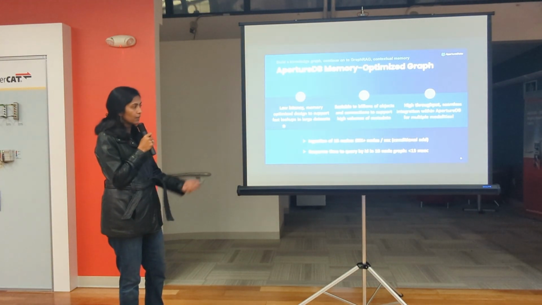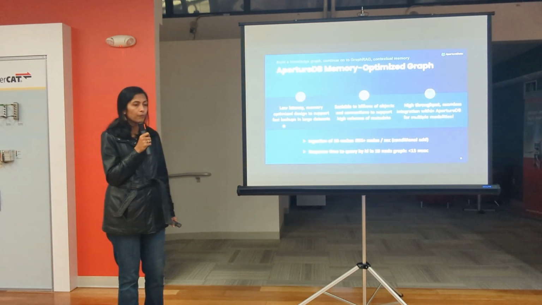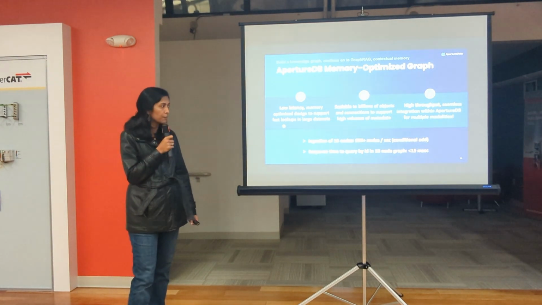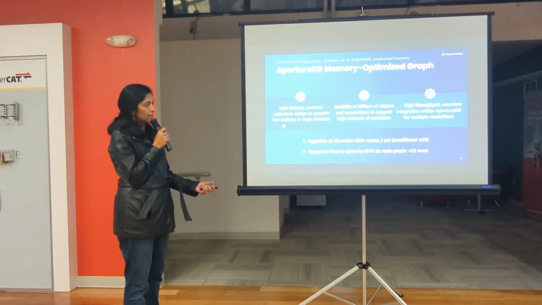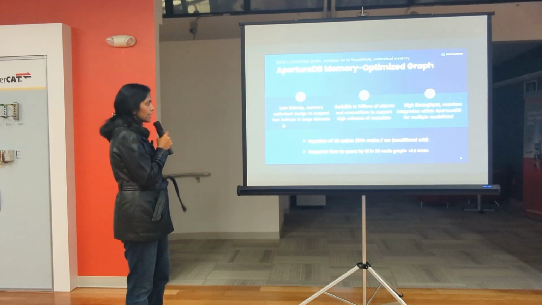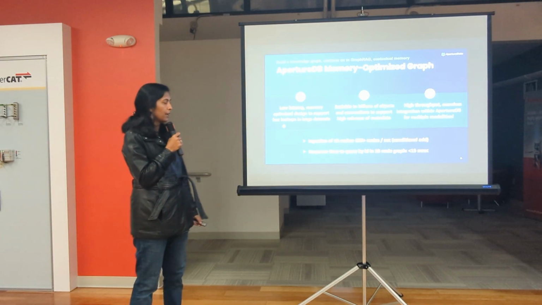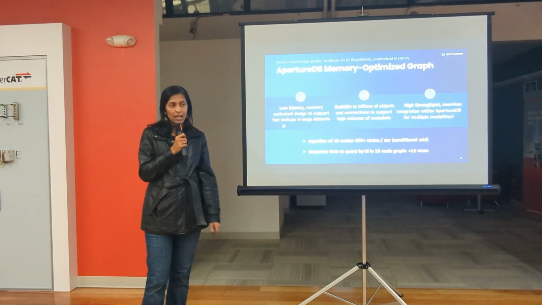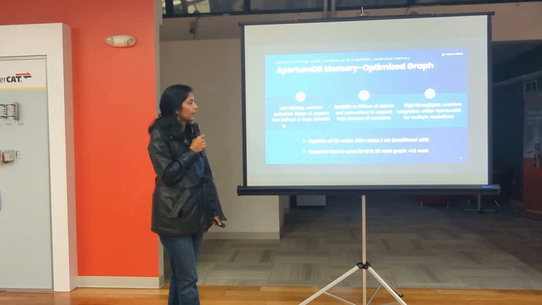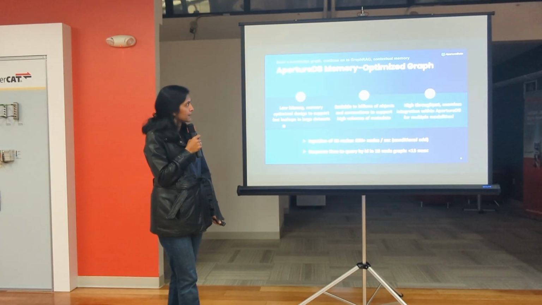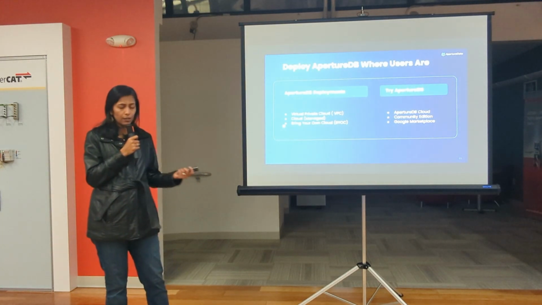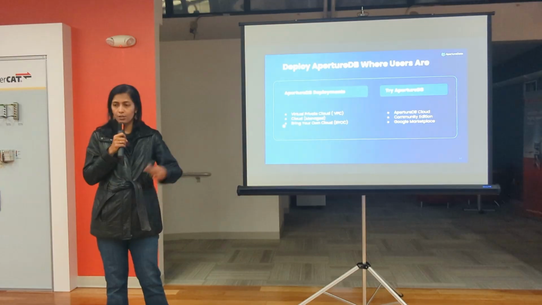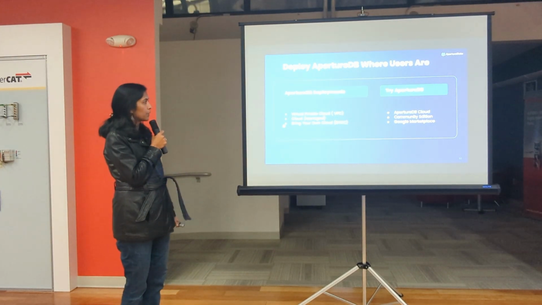Our lookup times are 15 milliseconds on a billion scale graph. And yes, that means we've scaled to billions of objects and connections, and it's really high throughput. You can do 65,000 conditional adds per second in the database, which is, by the way, very useful when you're building agent memory and trying to personalize it constantly with new information.